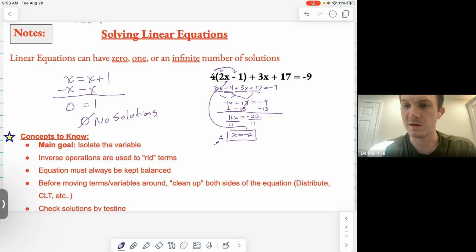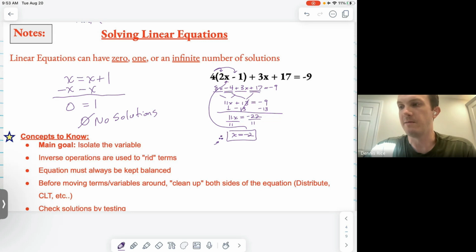Oh, sorry, Miko also had a good example. 8x minus 35 equals 8x minus 27. Yep, that has no solution. Can anyone give me an infinite case? x equals x, yeah. The same thing on the left and right.